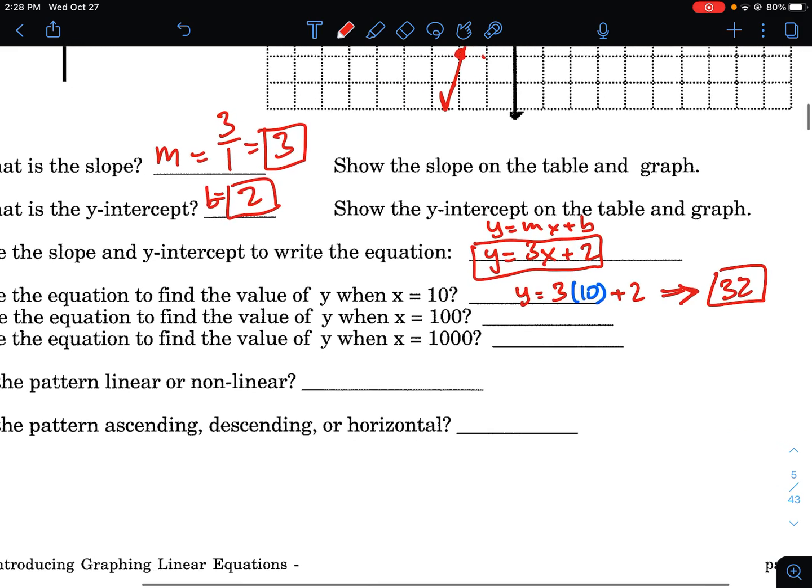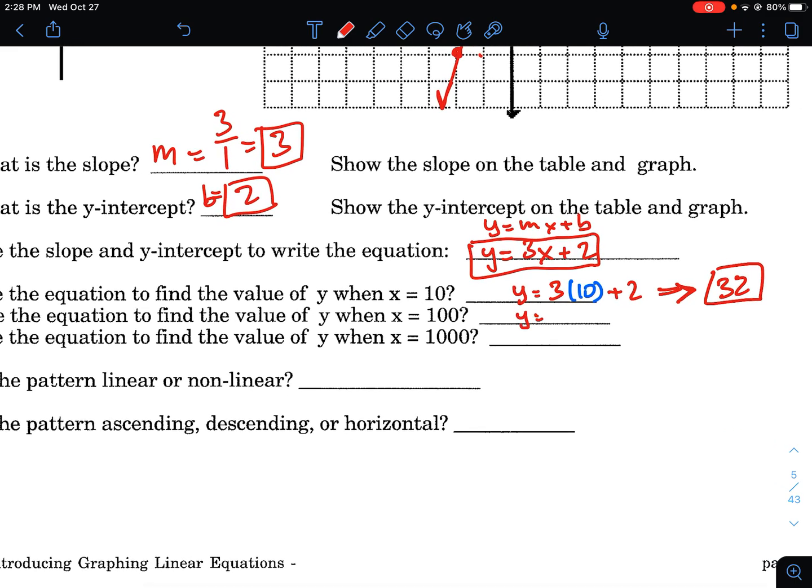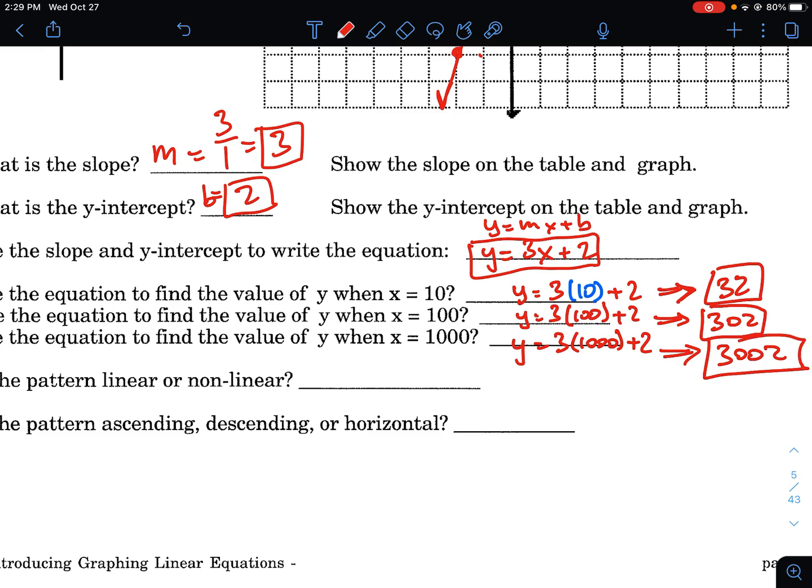Use the equation to find the value of y when x is 100. So y equals 3, and in place of x, you're going to use 100. 3 times 100 is 300, plus 2 is 302. And I think you could figure out what it would be if x were 1,000. So 3, replace x with 1,000. Add 2 afterward, you'd have 3,002.